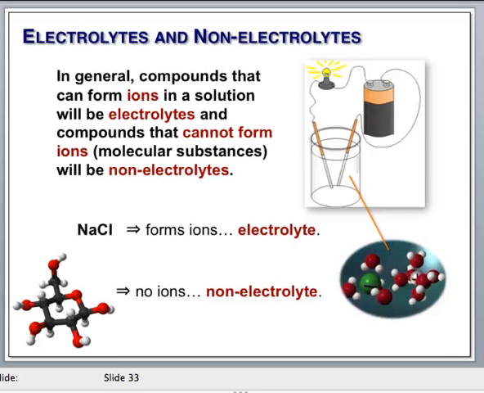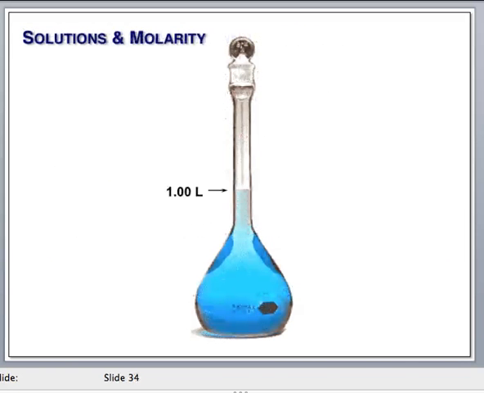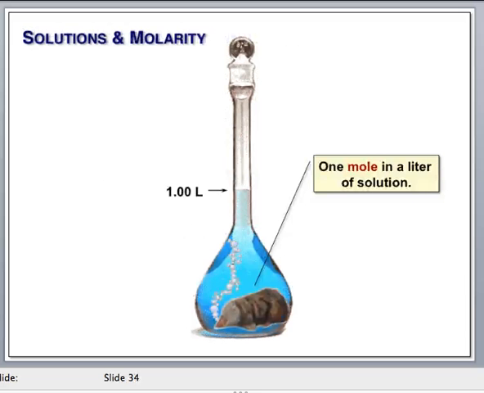All right, let's take all of this and apply it to the concept of molarity. In molarity, we're going to deal with moles per liter. This is one mole in a liter of water. That is a one molar solution. Okay?